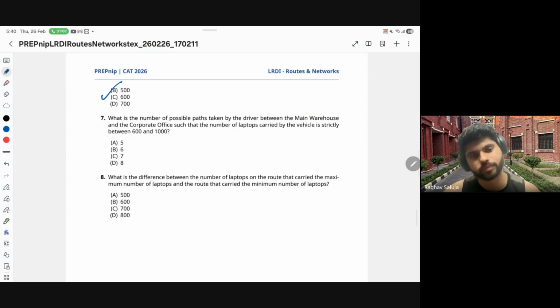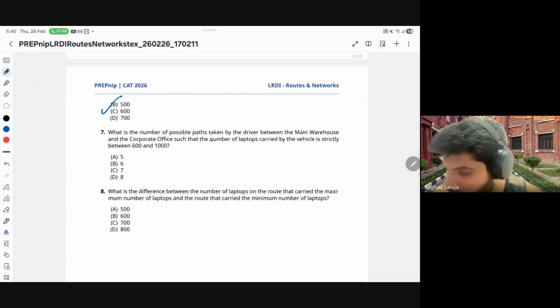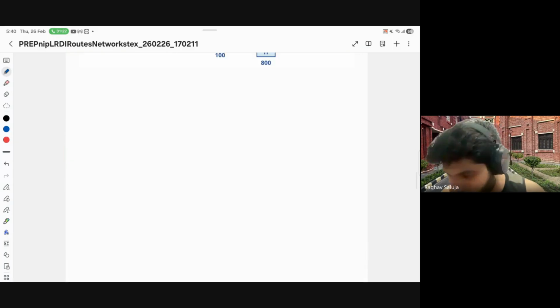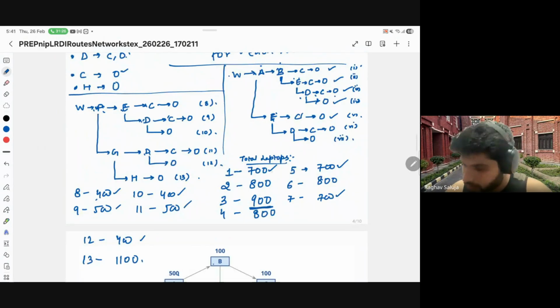Okay. Now, what is the number of possible paths taken by the driver between main warehouse and the corporate office such that the number of laptops carried by the vehicle is strictly between 600 and 1000? 600 and 1000 के बीच का स्ट्रिक्ट चाहिए आपको. अभी हमने ये वैल्यूज निकाली है, देख लेते हैं. 600 to 1000 के बीच में आ रहा है ये. Yes, ये आ रहा है. Yes. Let me remove these.